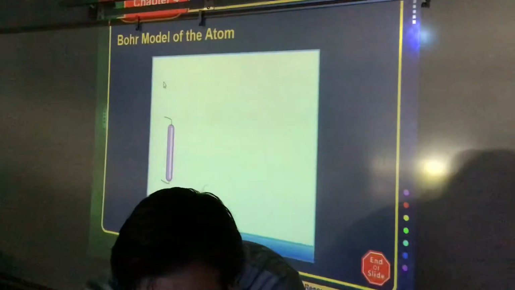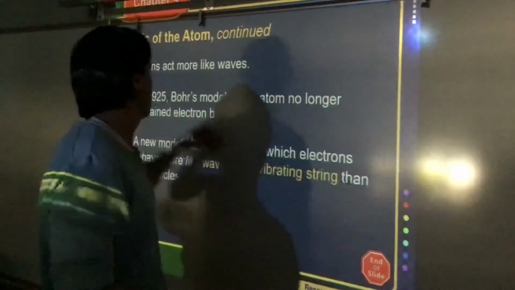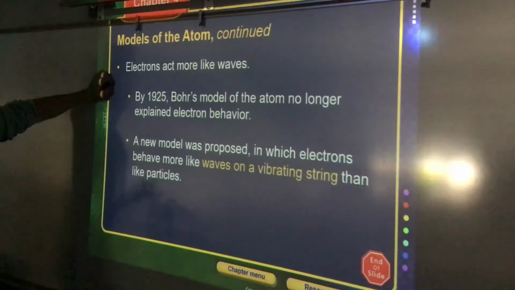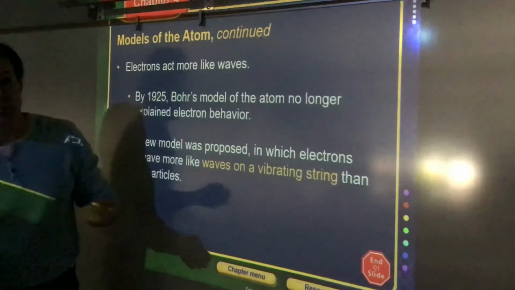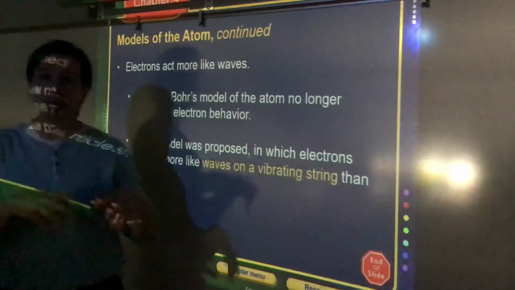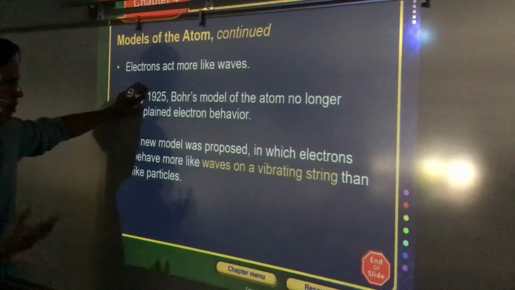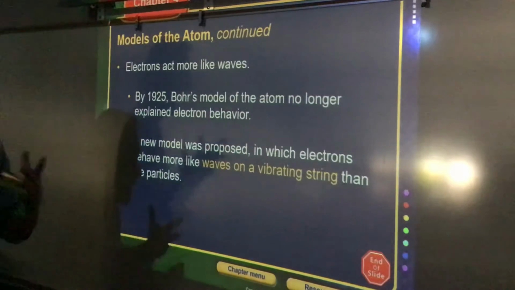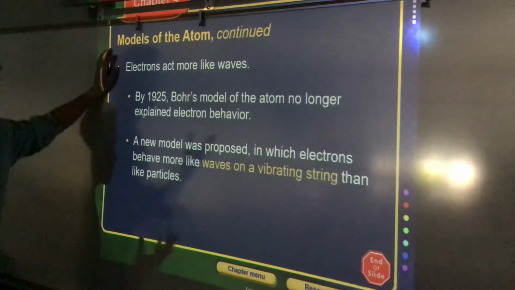All right. So electrons act more like waves. It wasn't until 1925 that Bohr's model of atoms no longer explained electron behavior. Why? Well, think about it. Our technology was getting better, so they were able to build on Bohr's idea. And they came up with things that were more like waves or vibrating type strings to which they were attached. So it wasn't that Bohr was completely wrong, but like I said, it was a good starting point.